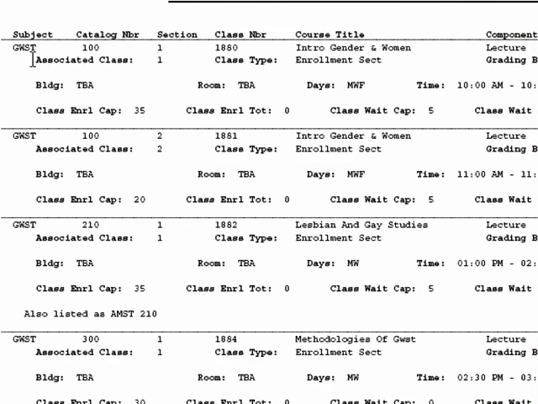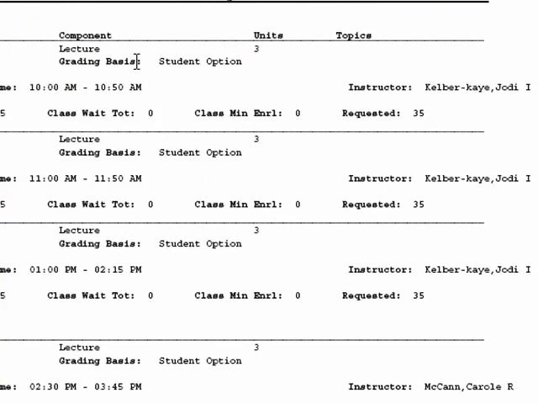Moving to the next row in the report, the associated class number appears. Remember, when scheduling single component courses, the section number and the associated class number should always match. With single component courses, the class type is always set to enrollment. The next field, grading basis, is populated directly from the course catalog.